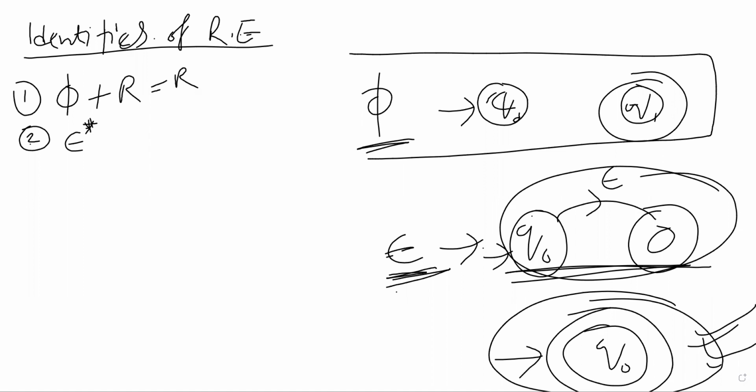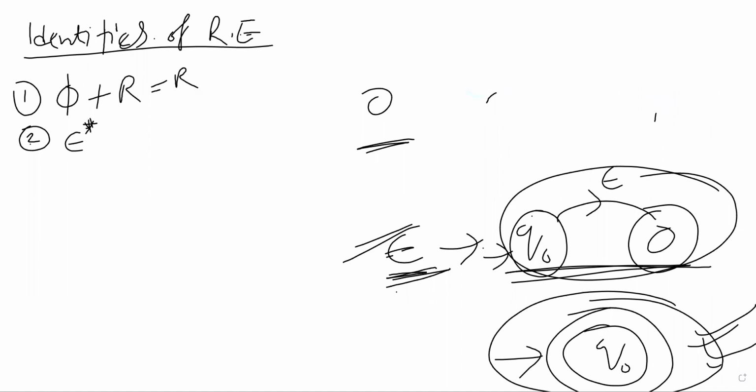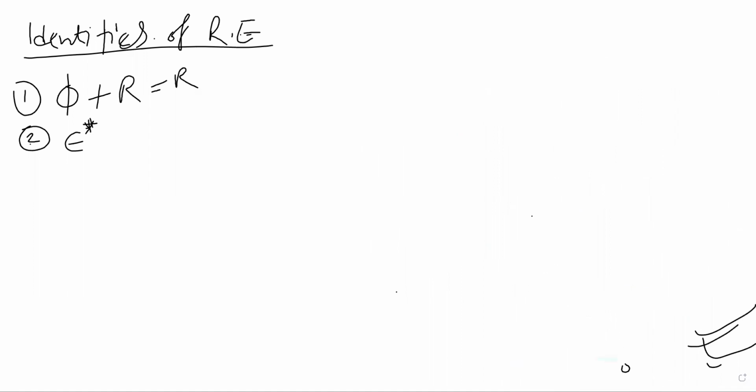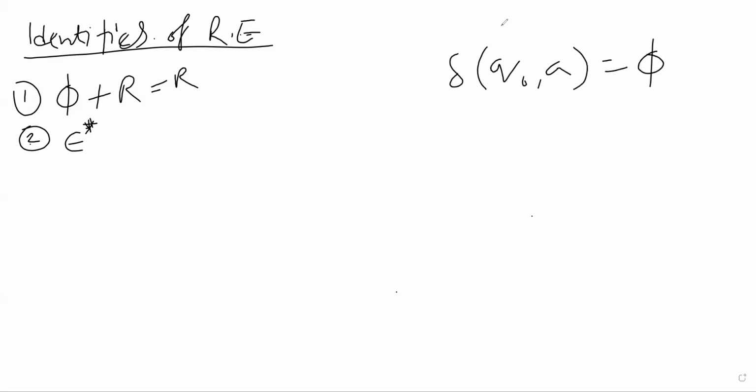But here phi does not mean epsilon. You have to understand this, right? Phi means you cannot reach the final state. If I'm saying that between any two states there is a phi transition, that means you cannot reach from one state to another, right? If I'm saying that the transition from q naught on a is phi, what does it mean? From q naught on getting a, we are going nowhere. That is the meaning of this, right? So you should understand what phi means.